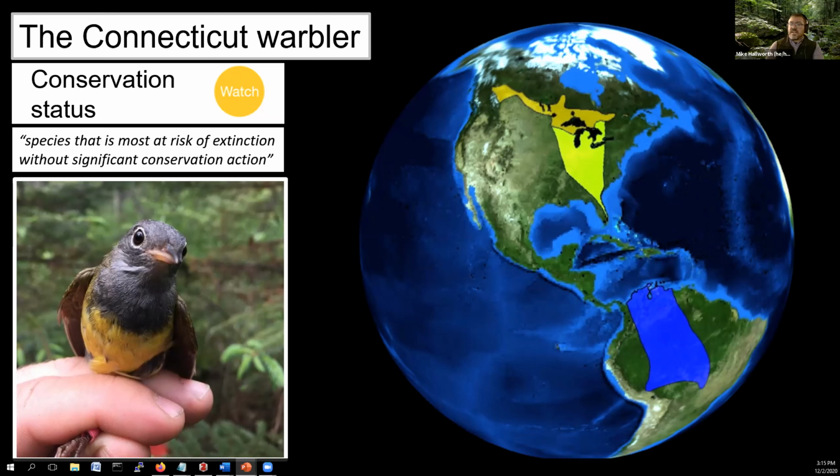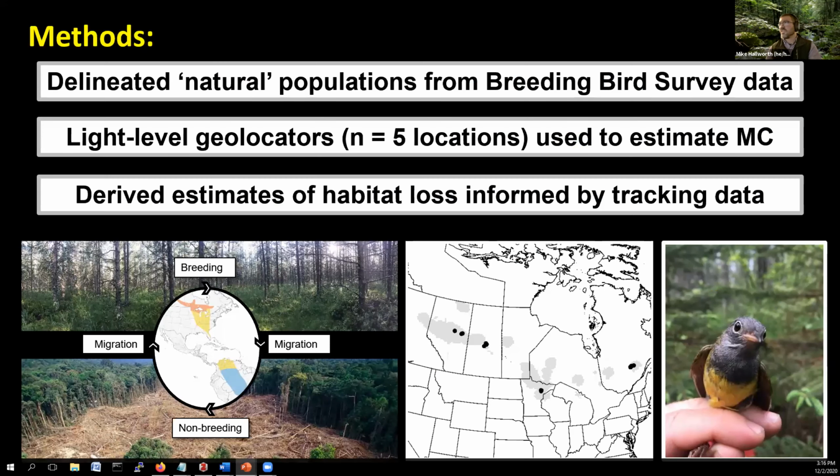I'm not going to get really deep into the methods. I'm just going to glaze over some of them. But we delineated natural populations based on breeding bird survey data. Clark, Russian, and colleagues came out with this method a few years ago. He briefly touched on it earlier today. But we delineated the natural populations using BBS data.